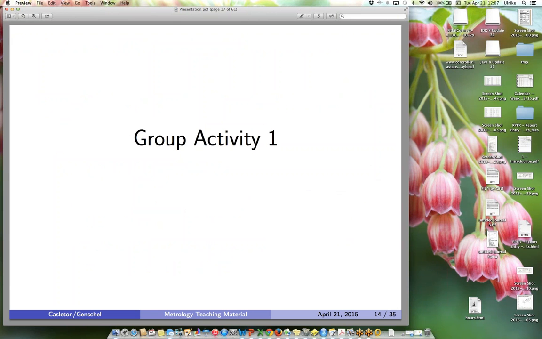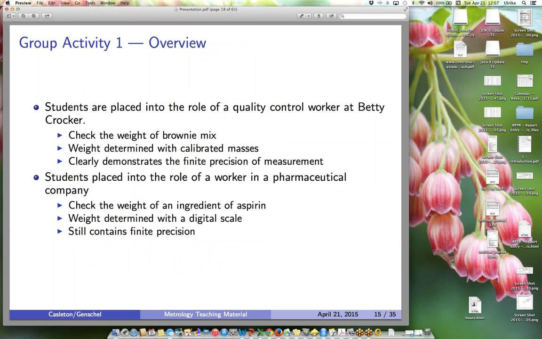So that was a small snippet of material from lecture one. In the corresponding group activity, students are presented with two scenarios. In the first, they take the role of a quality worker at Betty Crocker, where they're asked to weigh the brownie mix that comes in the boxes you buy at the grocery store. They determine the weight with a balance and calibrated masses.